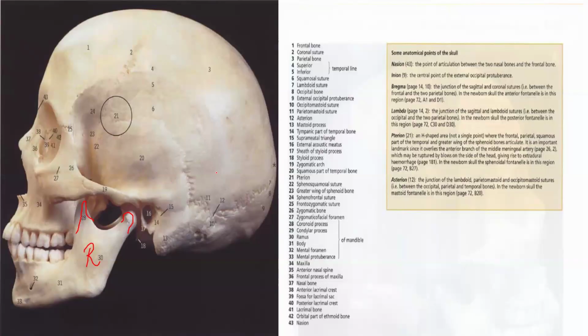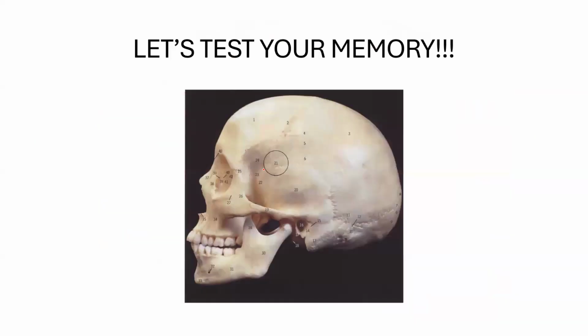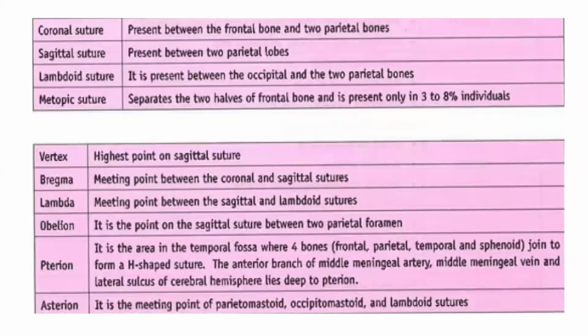Now, there are some structures which are very, very important to understand. Now, we come to the question part. Okay. A lot of questions are asked. The first question which is asked is about the vertex. So we'll read about what is vertex. We'll read about bregma. We'll read about lambda. We'll read about obelion. We'll read about pterion and we'll read about asterion.